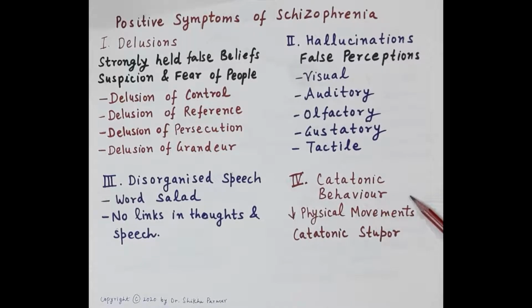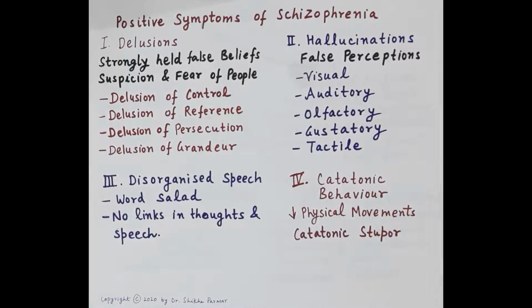Then catatonic behavior. This is a reduction in the physical movement, and the physical movements are reduced to a point that the voluntary movements completely stop. That is, the body movements completely stop, and this is referred to as catatonic stupor.